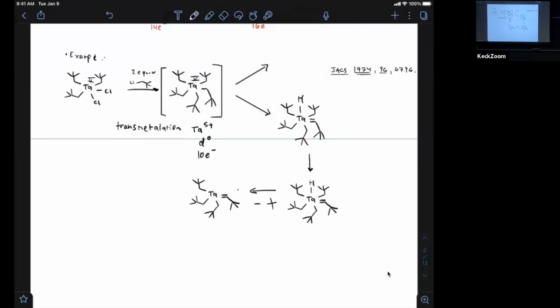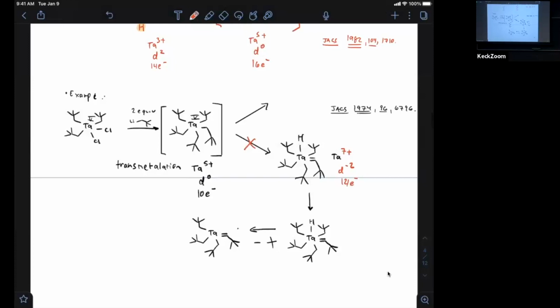But look at this intermediate. Does this make anybody uncomfortable? I'll draw it in red. Tantalum 7 plus, d minus 2. Yeah, I think the overall electron count is not that bad, I guess. 14, right? Even though on the surface these processes look similar, this is different because at the state of the perneopentyl tantalum that you get to, this is d0.